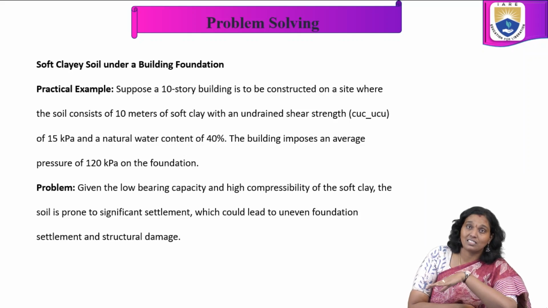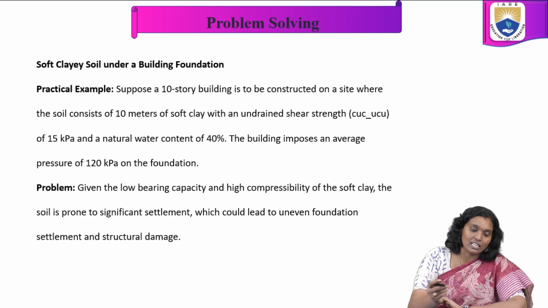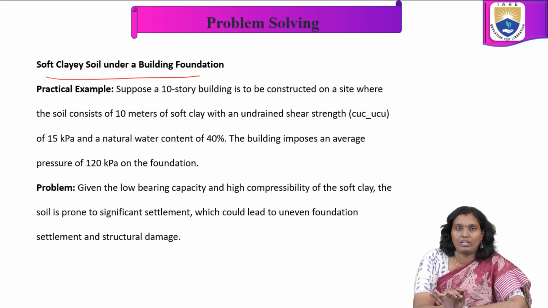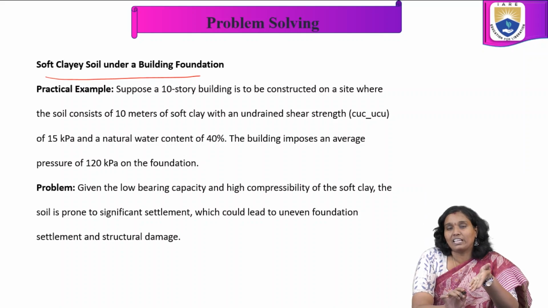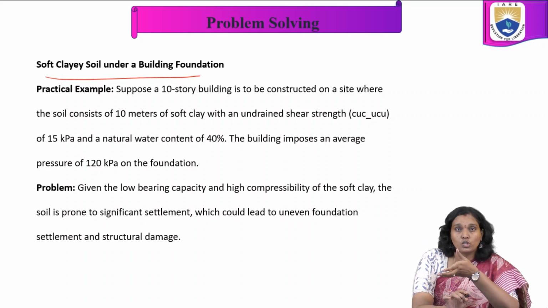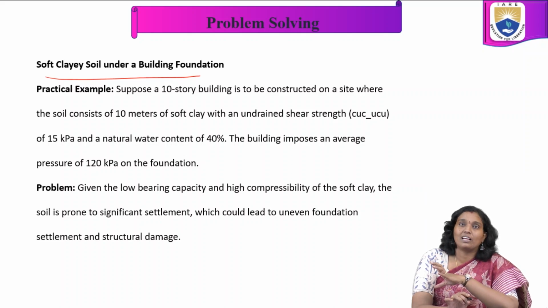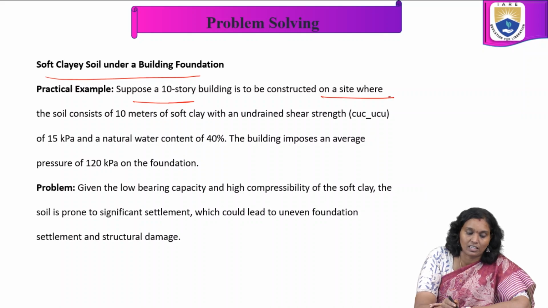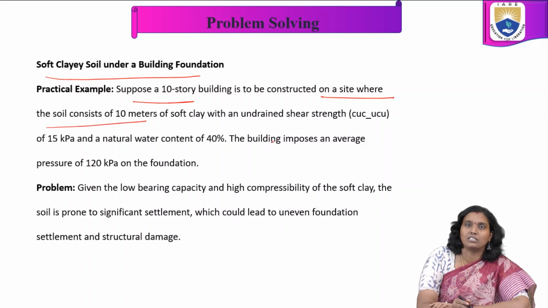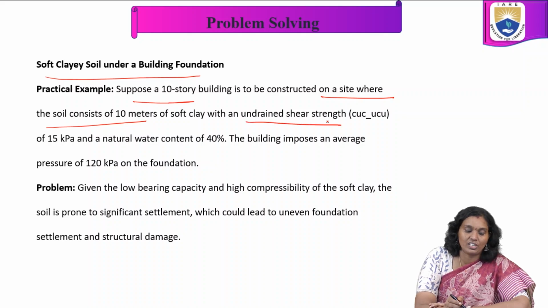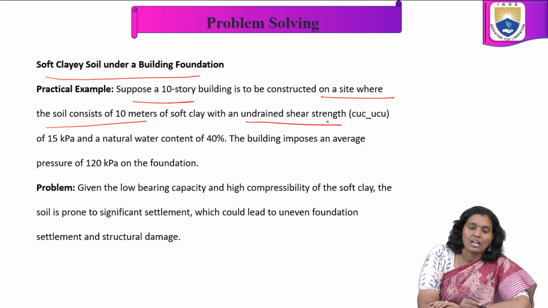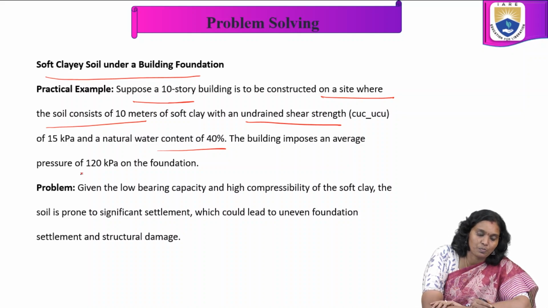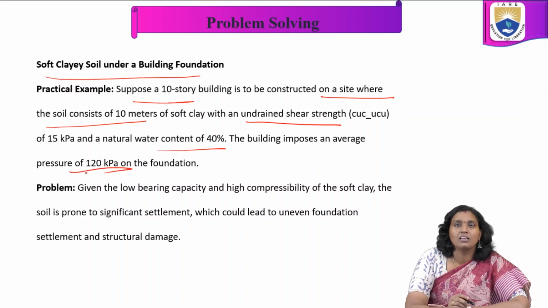In this lecture, we are understanding with numerical examples. Here, soft clayey soil under a building foundation. We'll see theoretically what kind of techniques we may choose. The practical example is, suppose a 10-story building is to be constructed on a site where the soil consists of 10 meters of soft clay with an underlying shear strength of 15 kPa and natural water content of 40%. The building imposes an average pressure of 120 kPa on the foundation.